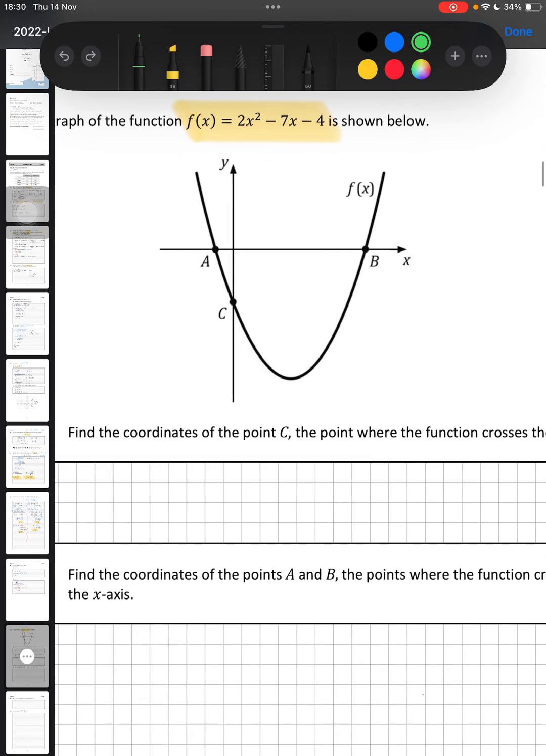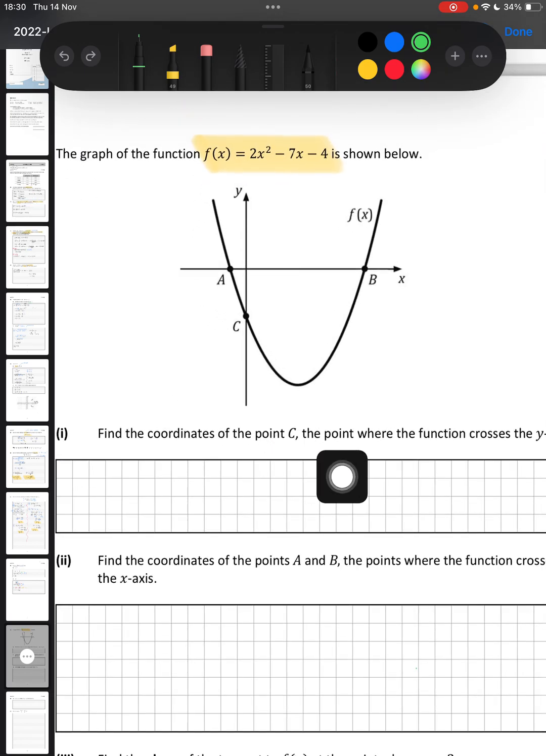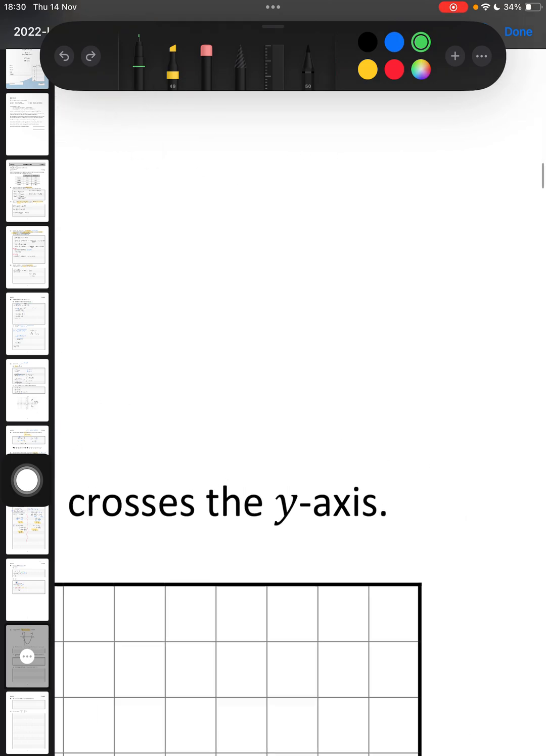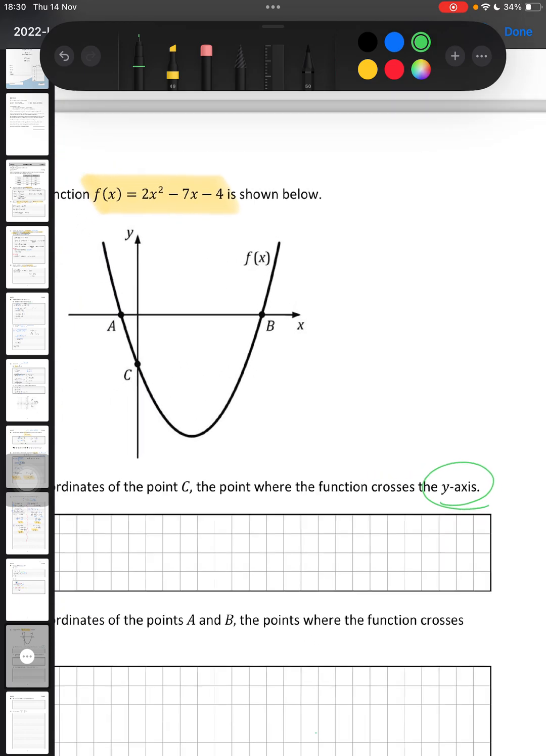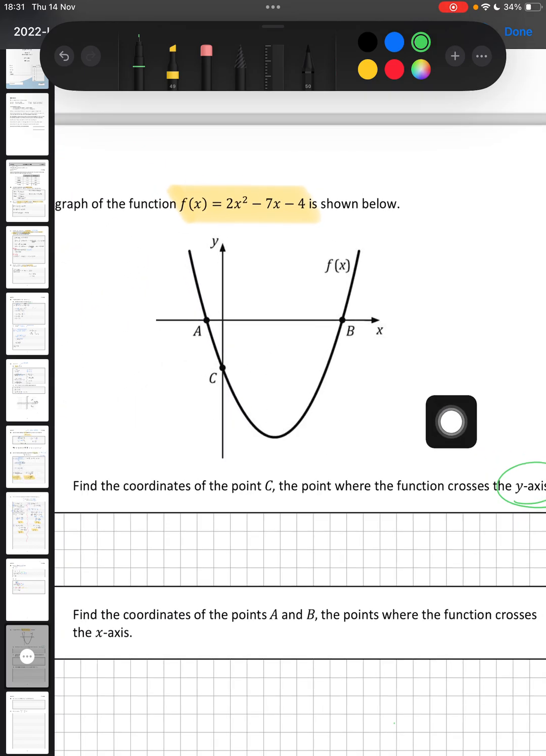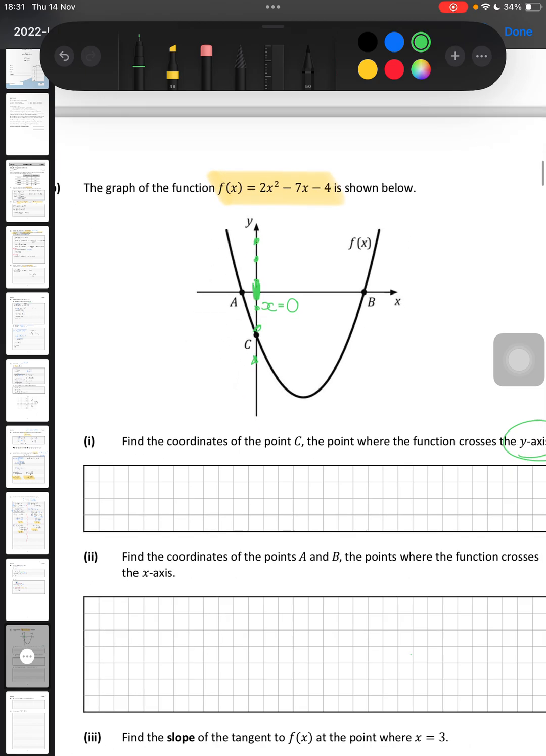So here we are expecting a U shape, and it says find the coordinates of the point C, the point where the function crosses the y-axis. A few things about crossing the y-axis. First, from our functions chapter, any point along the y-axis has something in common, and that is their x coordinate. If it is on the y-axis, the x coordinate is 0. So we can let the x value equal 0, because they say it crosses the y-axis.